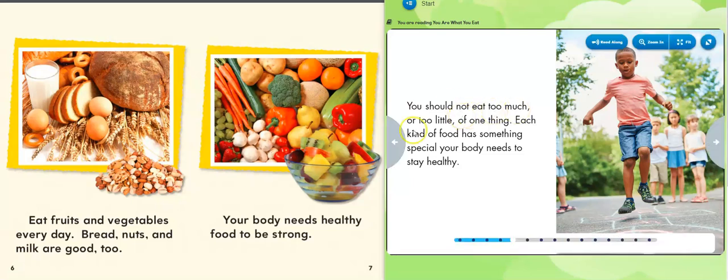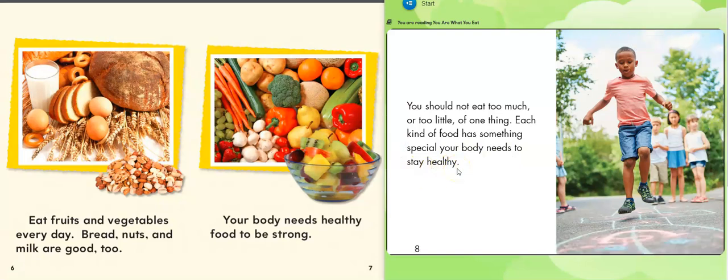In Book 2, the description tells me that each kind of food has something special your body needs to stay healthy. These parts of the books are similar because they tell and show me ways foods can help me stay strong and healthy. Let me show you another example.